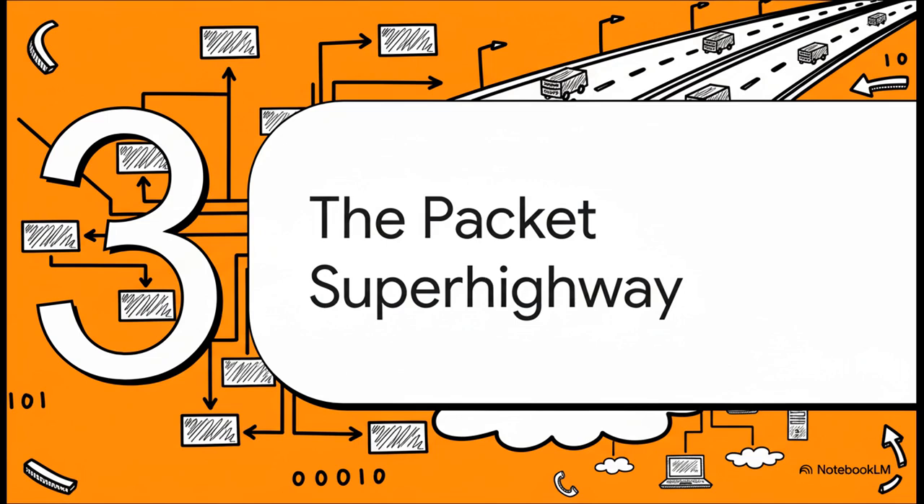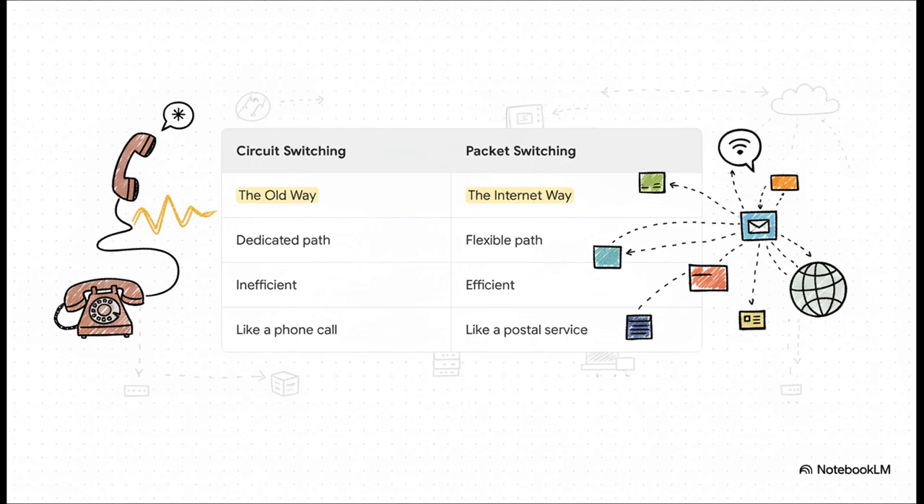Before we get to the solution, let's look at that other critical job of our digital postal service, the routing. Once a piece of data has an address, how on earth does it navigate the insanely complex superhighway of the internet? You see, the way the internet moves data is fundamentally different from the old way of doing things. Old telephone networks use something called circuit switching. Think of it like booking a private road from your phone to your friend's phone for your whole call. It worked, but it was super inefficient. The internet uses a much smarter method called packet switching.